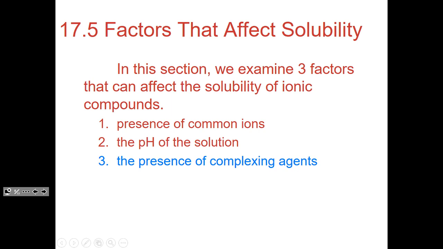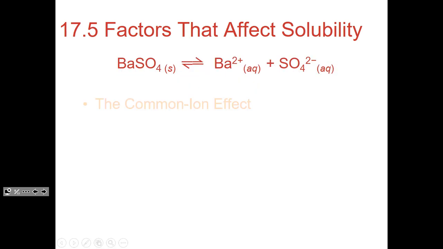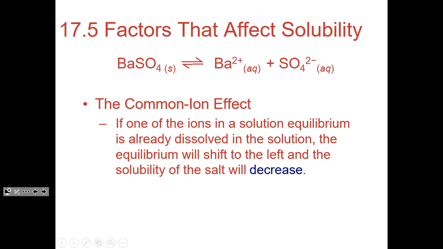Now, 17.5 gets into what affects the solubility of low solubility substances. And we're going to look at the first two in 17.5, and we're going to save the last one for the next set of notes. So how does the common ion effect affect our solubility, and how does pH potentially affect the solubility if we have active cations and anions on our product side in our dissolving?